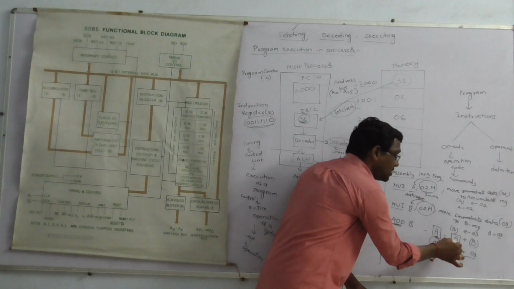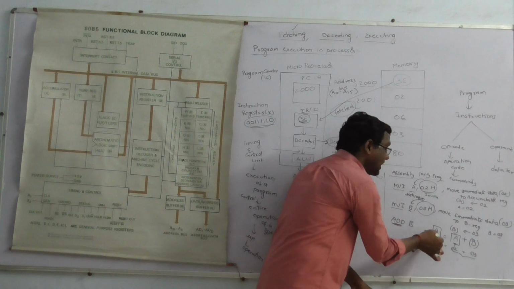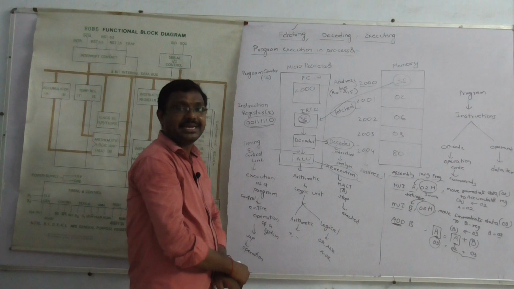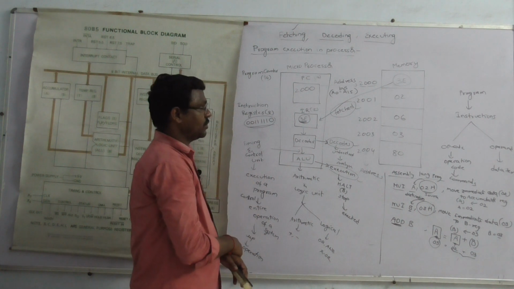Before the execution of an instruction, the data can be stored in it. After the execution of an instruction, the result also can be stored in the accumulator register. That is the main advantage of the accumulator register in the 8085 microprocessor.